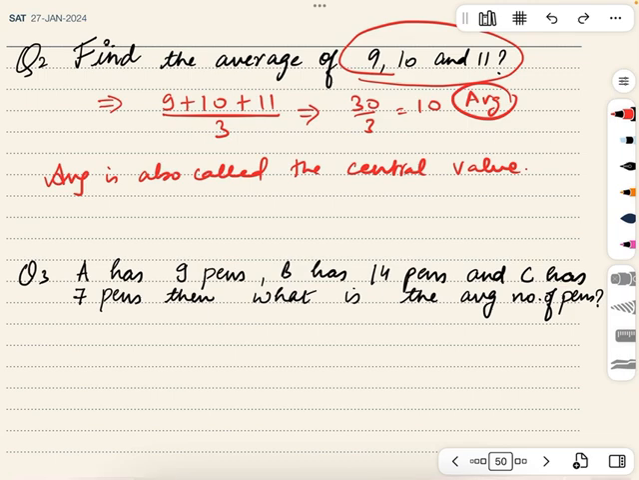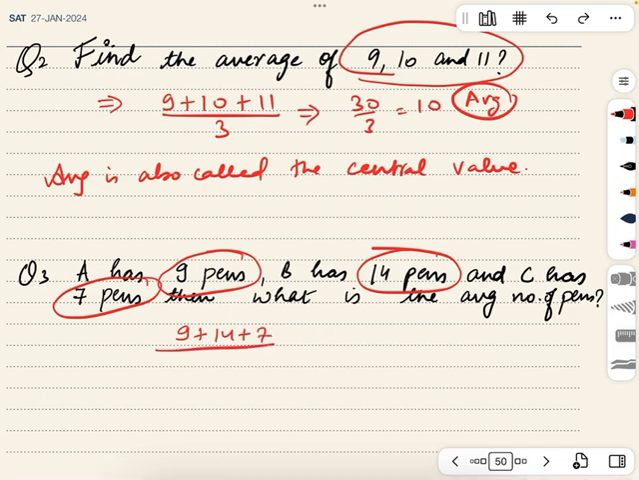Let's say in the third question, A has got 9 pens, B has got 14 pens, C has got 7 pens. There are 3 people, and how many entities? 9 plus 14 plus 7. How much is 9 plus 14? It is 23, and 23 plus 7 is 30. So 30 upon 3 is 10. So roughly 10 pens is what everybody is having. This is how we find out the average. So these are some very basic questions.